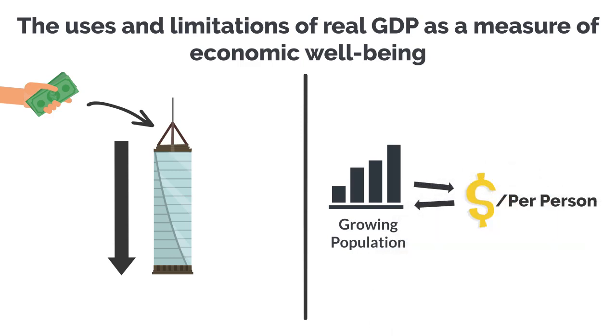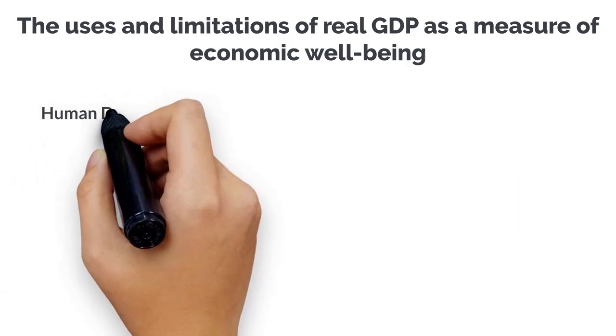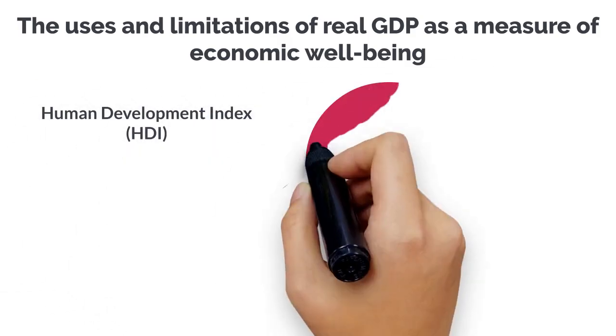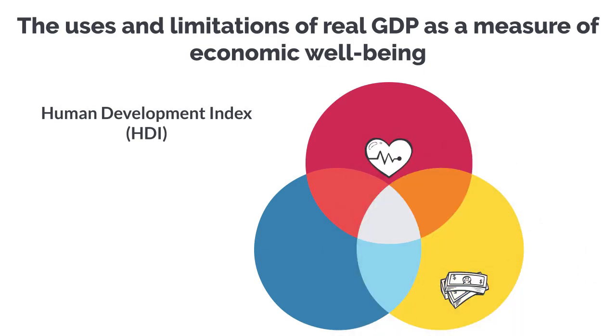Economic growth is measured by changes in real GDP. If a nation's population grows, then growth in real GDP per person will be less than the growth of real GDP. Human Development Index, HDI, is a composite measure of nations' social and economic development developed by the United Nations that includes measures of health, wealth, and education.